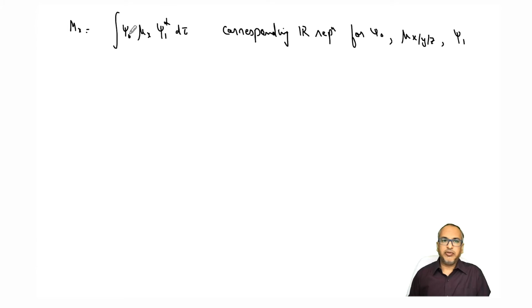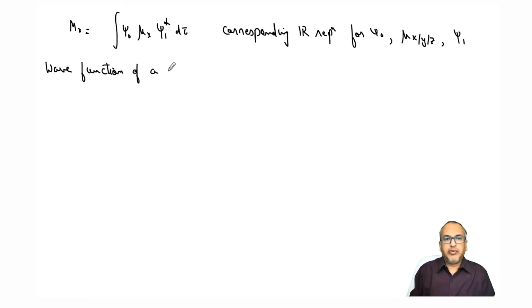Okay. So now how do I find out the IR representation for this psi 0 and psi 1? We have discussed a few examples earlier where it was given to you that psi 0 is this and psi 1 is this. But now let's say we want to know how we identify what the IR representation will be. So let us see what is the wave function of a normal mode, or of normal modes in general.